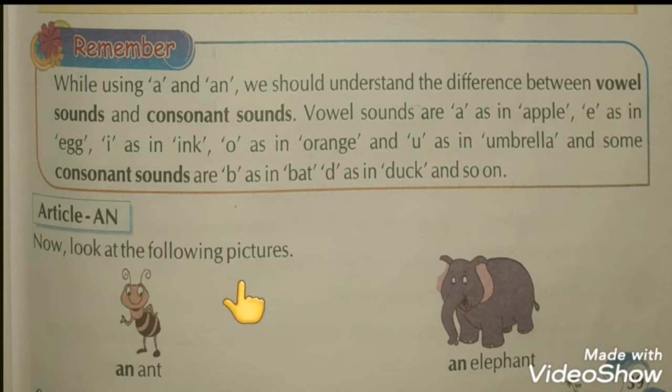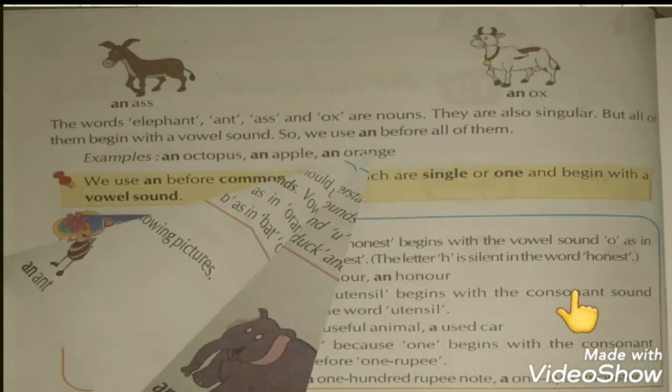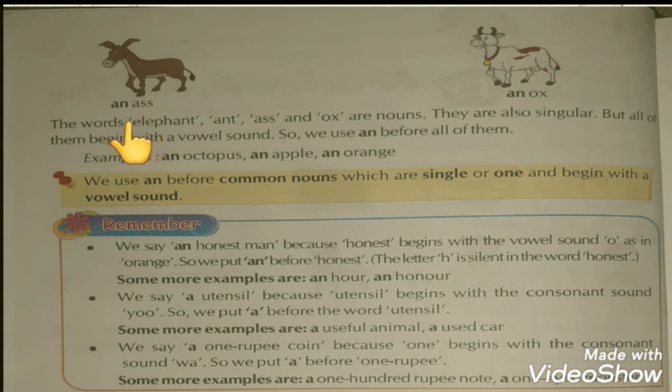Now look at the following picture. Here is a picture of an ant. But before ant, why did we use an? We used an because the word ant, the first letter that is A, makes the sound of what? Vowel. So a word which starts with a vowel or makes the sound of a vowel, we use an before it. As well as an elephant, E also makes the sound of a vowel, so we use an before elephant. The same with an ax, an ox and so on.